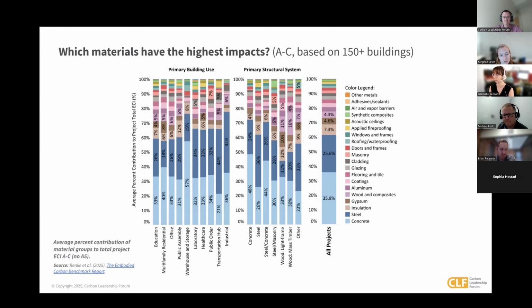So in light blue here on the bottom, you have concrete at about 35%. But you can see that that goes up and down a lot depending on the building type and the structural system. Steel on average is about a quarter. So together, those are 60%. Then you see insulation, gypsum wallboard, and wood are also large contributors.